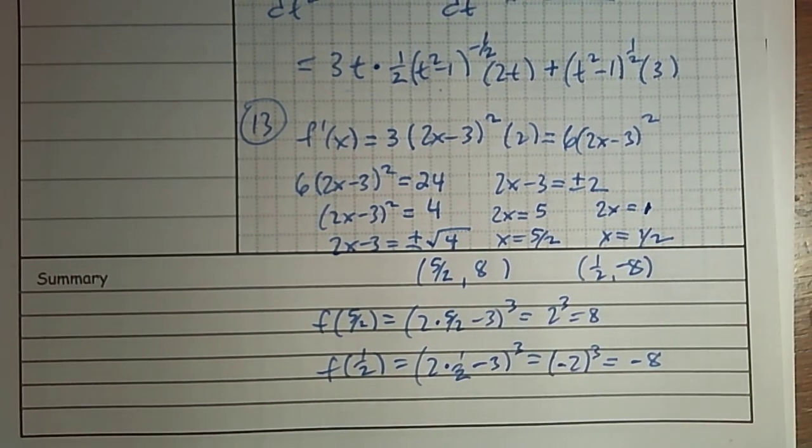So at what 2 points do you have a slope of a tangent line that's parallel to that? And the answer is (5/2, 8) and (1/2, -8).